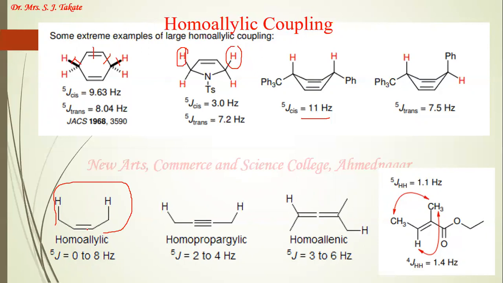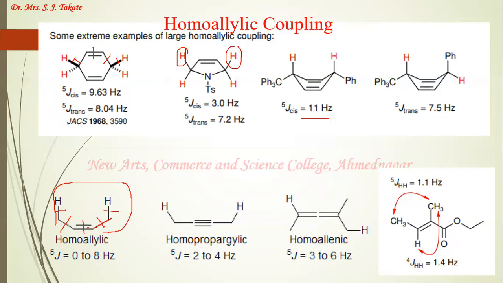A carbon-carbon double bond is there. This is the next carbon atom attached to the carbon-carbon double bond. This is another. So the homoallylic groups are these. They are separated by 5 bonds from one another. So this is a homoallylic coupling. The coupling constant values are usually small, 0 to 8 Hertz.